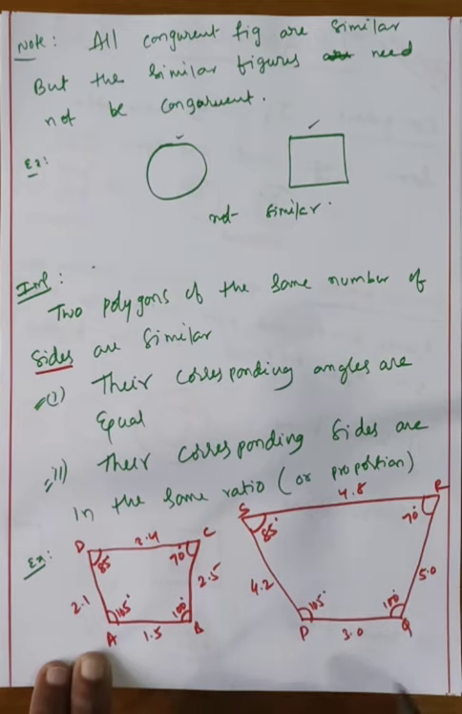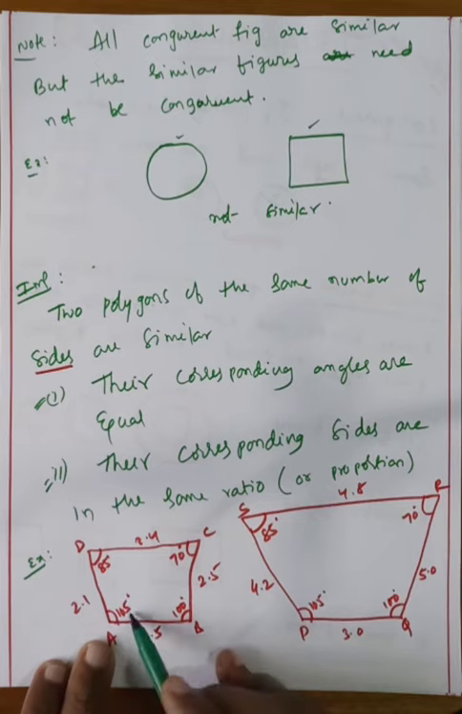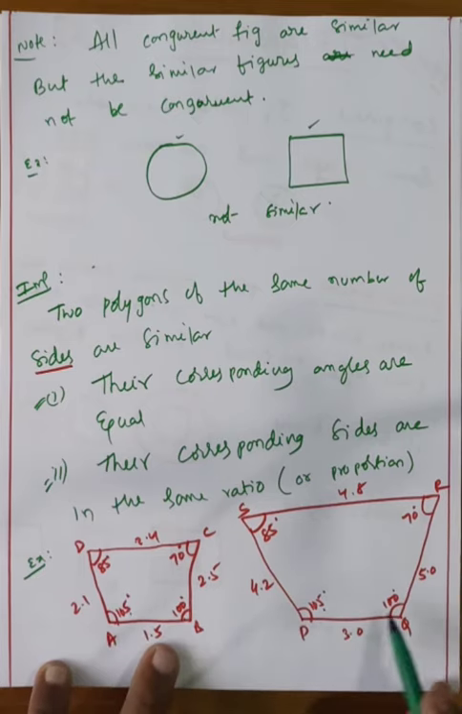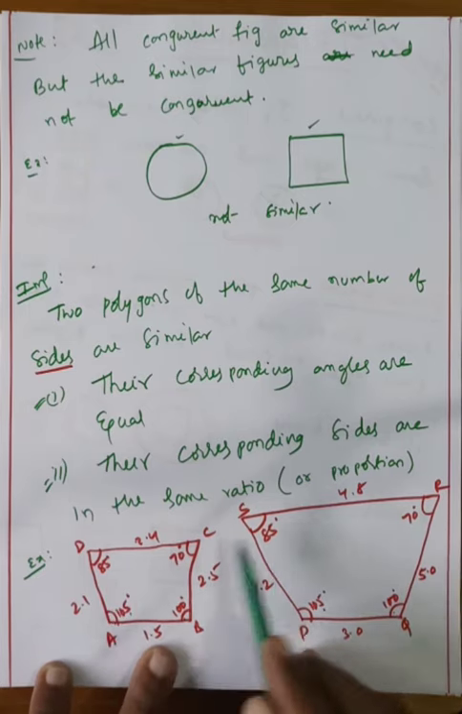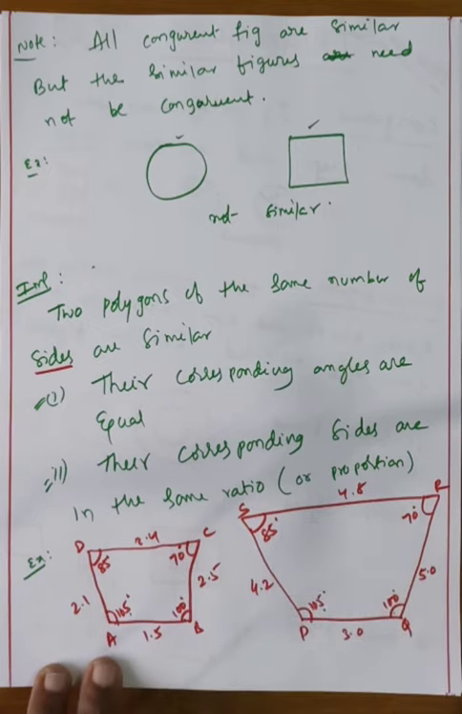Okay, the first property is satisfied. The corresponding angles are equal. Corresponding angles means this angle and this angle. Yes, 105 degrees, 105 degrees. 100, 100. 85, 85. 70, 70. Corresponding angles must be equal.